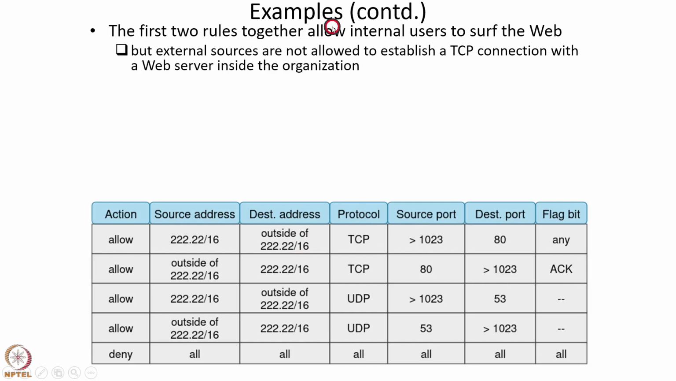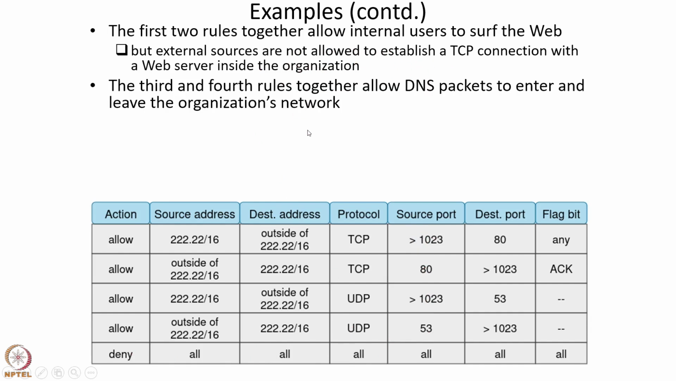But external sources are not allowed to establish a TCP connection with a web server inside the organization, because in that case, when we look at the first rule, the source address is 222.22/16. The web server in this case is inside the organization, so the source port will be 80, and that does not match this rule or this rule, so it will be denied. So external sources are not allowed to establish a TCP connection with a web server inside the organization.